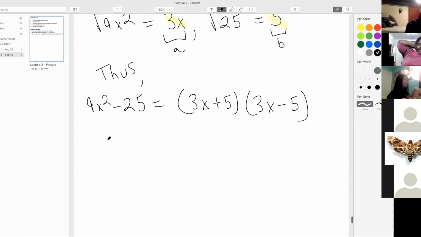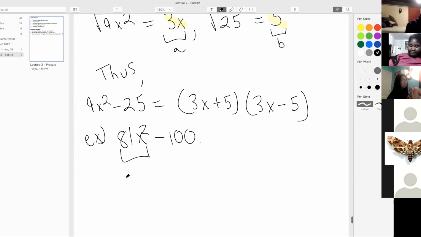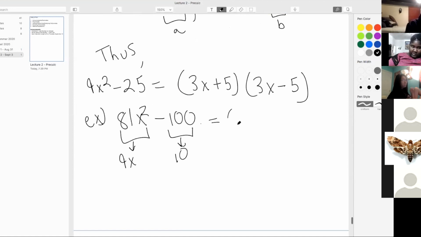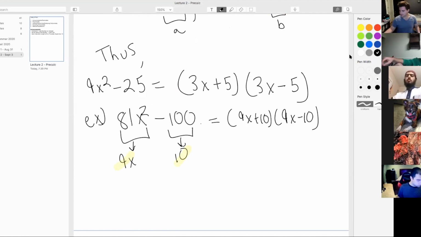Okay, good. And one more very quick example. How about 81x squared minus 100? The square root of 81x squared is just 9x. The square root of 100 is 10. So this factors as 9x plus 10 multiplied by 9x minus 10. So that's pretty much it for this factoring technique. I hope that's clear.